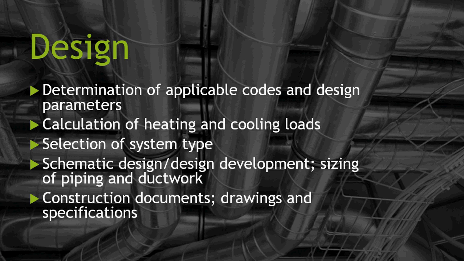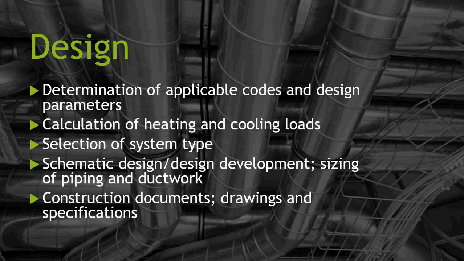Now we move on to the design portion. The first step of design is determining which codes you need to follow. NFPA, IECC, and IMC are codes you will need to follow for every commercial building project. Most states also usually have amendments to codes, so be sure to be aware of that. Design parameters are determined from codes, ASHRAE, and owner requirements.